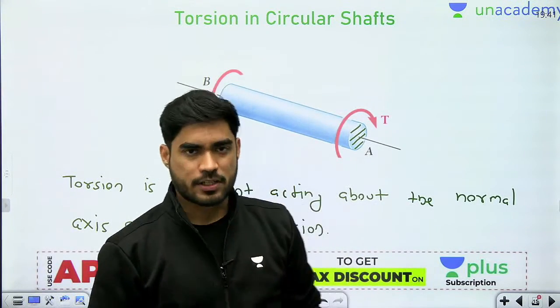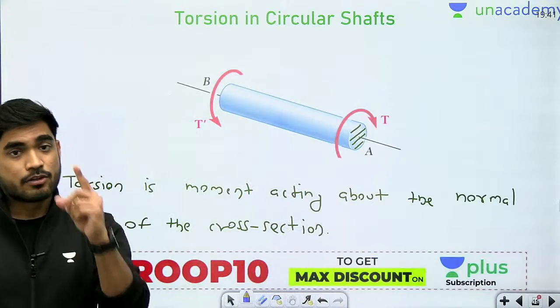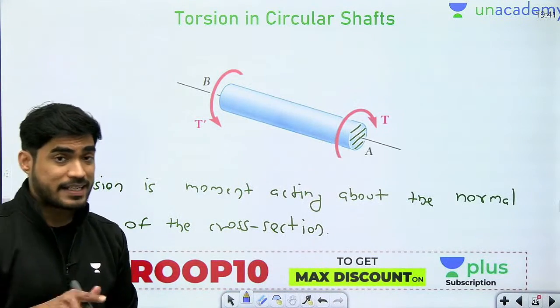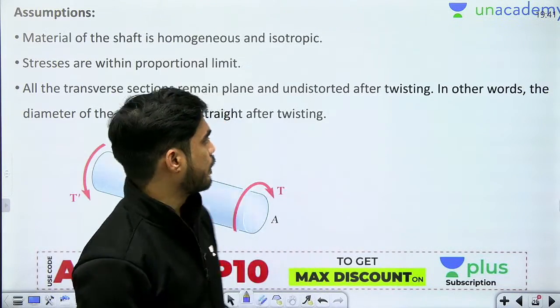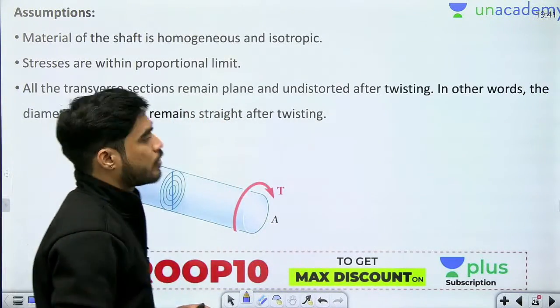but in order to derive the equation of torsion we make certain assumptions. You need to remember those assumptions. You might get 1 mark questions based on those assumptions. ठीक है, so it is very important to remember these assumptions also. So let's see what are the assumptions.